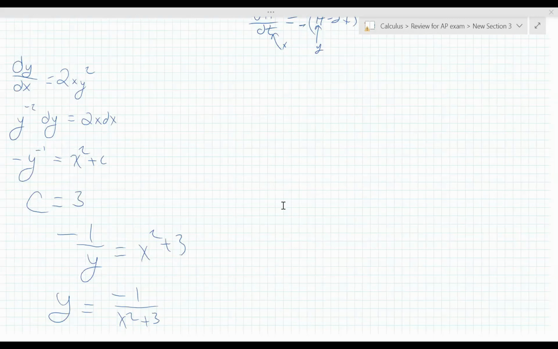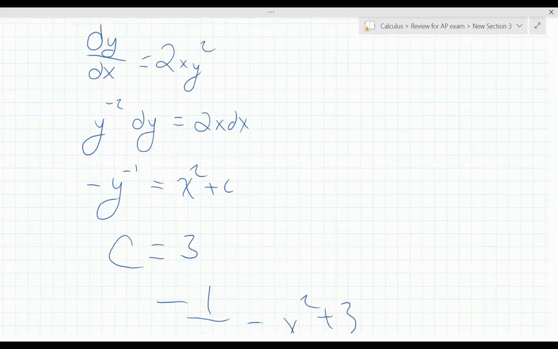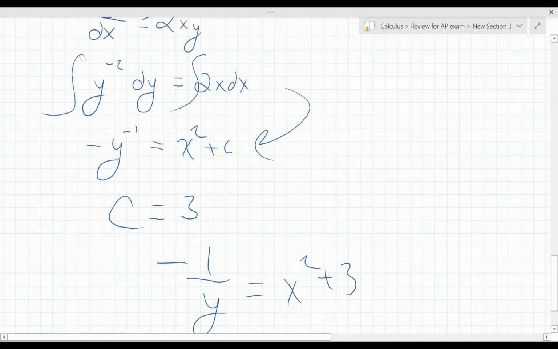I hope you were able to get it finished. My work should be on your screen. So first, separate, then take the antiderivative. If you wouldn't do that, that would be zero credit on most scoring guidelines. Then we are finding that antiderivative here, substituting the point.